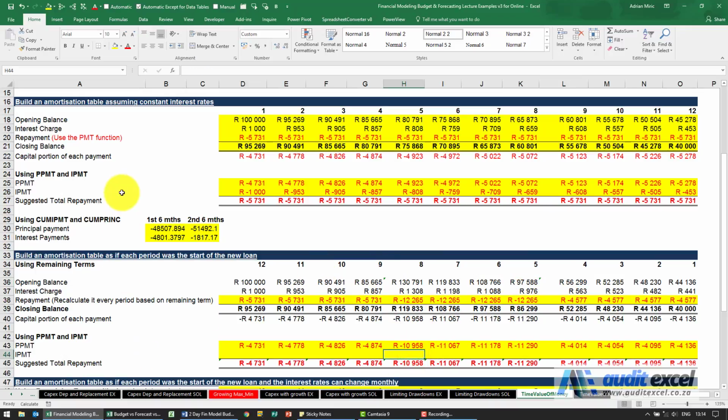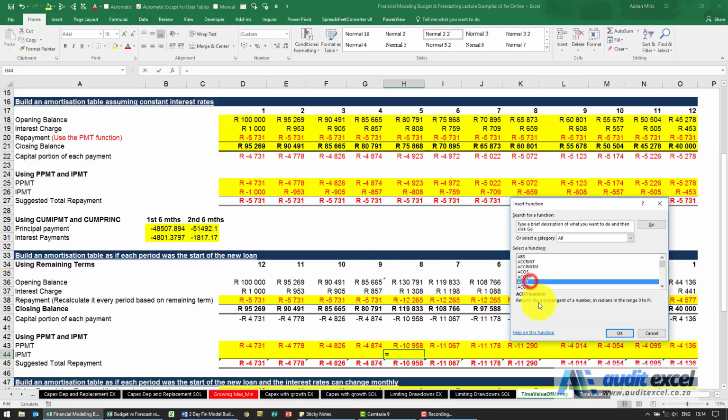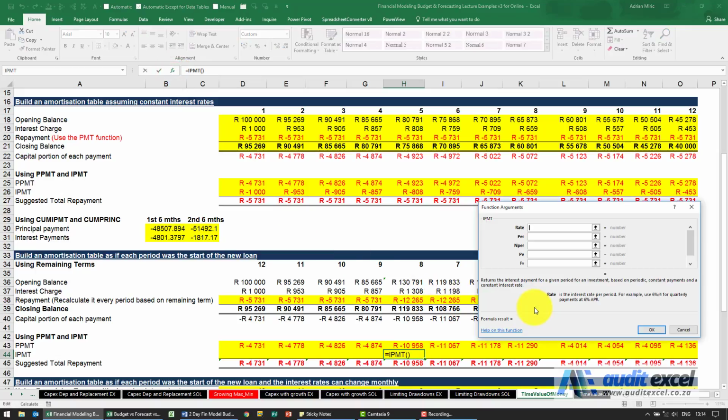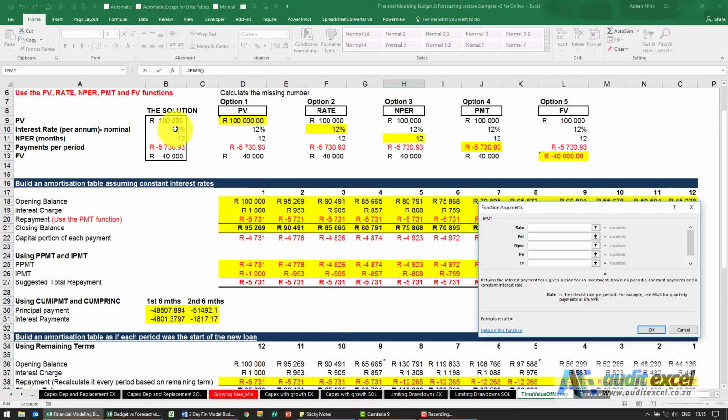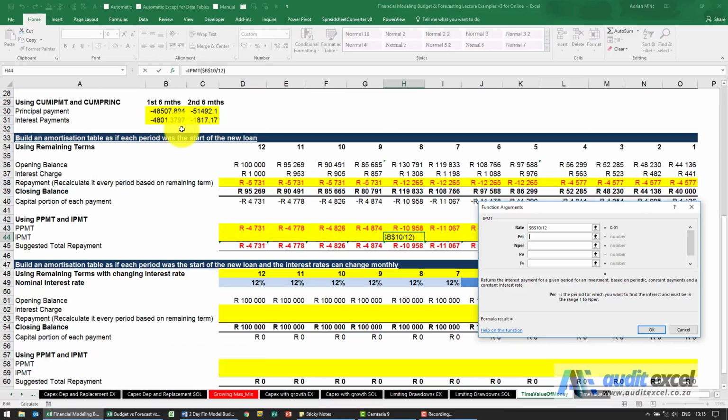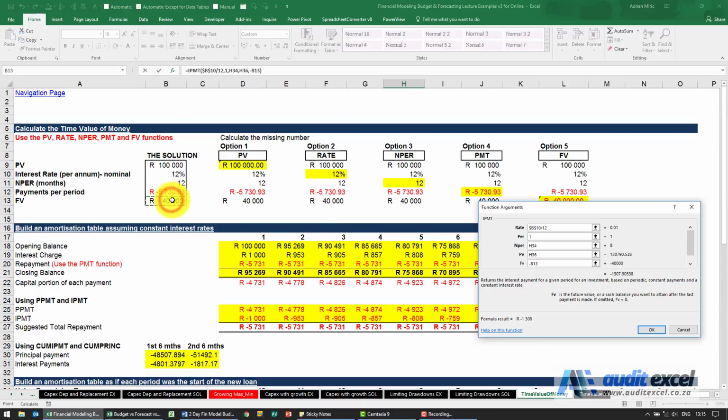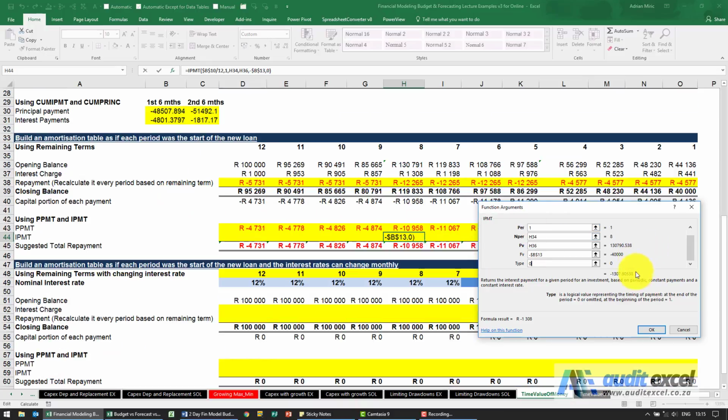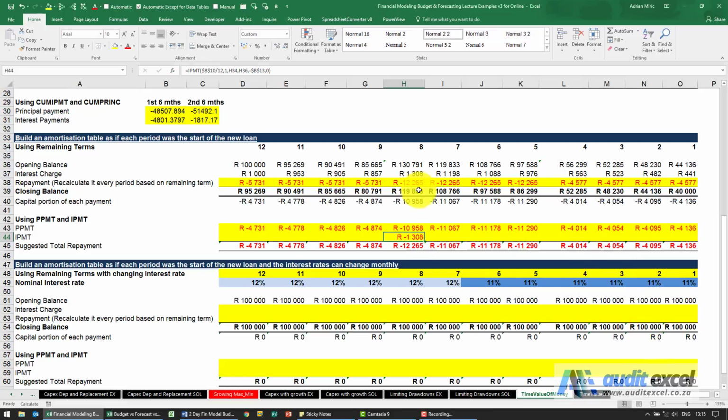Exact same logic with IPMT with regards to interest. So it's IPMT, what's the rate? 12% divided by 12. What's the period? We now know it must be a 1 because the number of periods is declining. Present value is opening balance, future value is minus the 40,000 with dollar signs, type is 0. When I say OK, 1308, 1308. So I can copy these across like that, and you'll see it matches up.